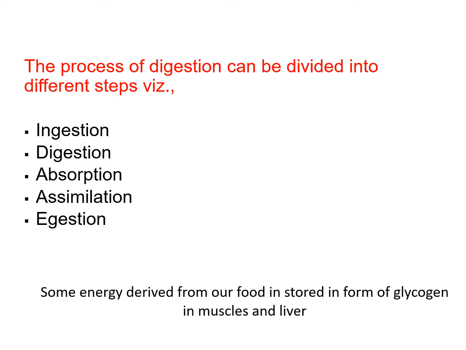Okay. So the energy that is derived from the process of digestion can be sent to different parts of the body, or it can also be stored. This stored form of energy in animals is glycogen. Glycogen is generally stored in muscles and liver.